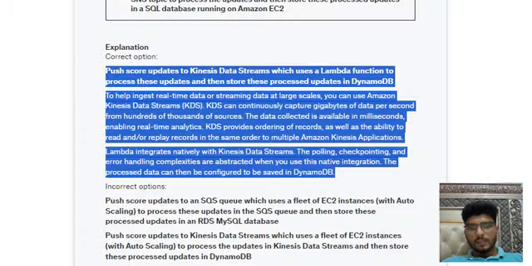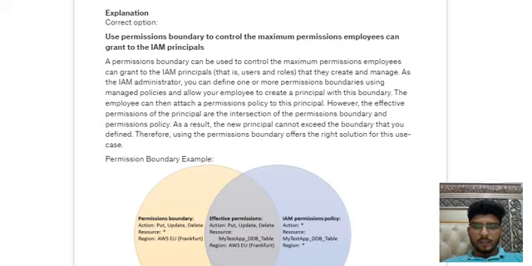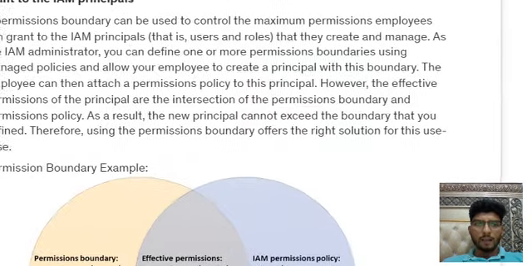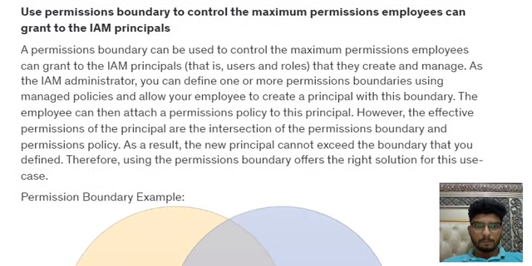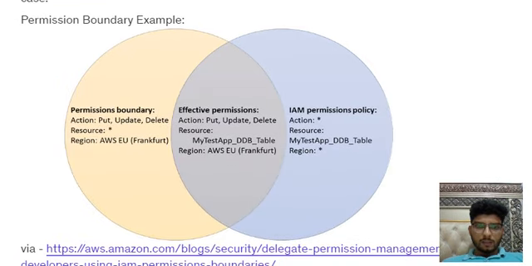Okay, so the right answer is: use a permission boundary to control the maximum permissions employees can grant to the IAM principals. The explanation is below, and the attached diagram will also be very helpful for your reference. And here is the example diagram with the attached reference link.